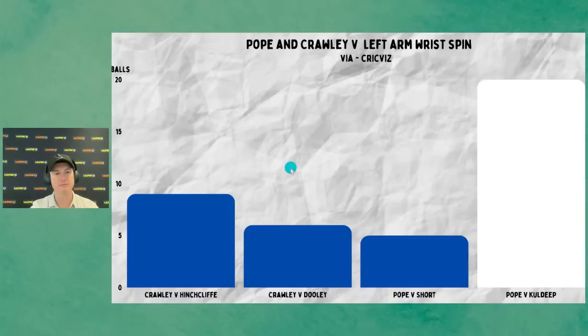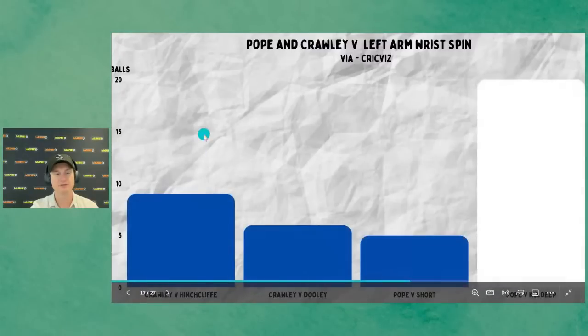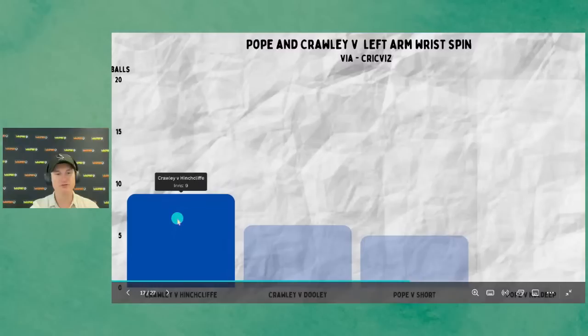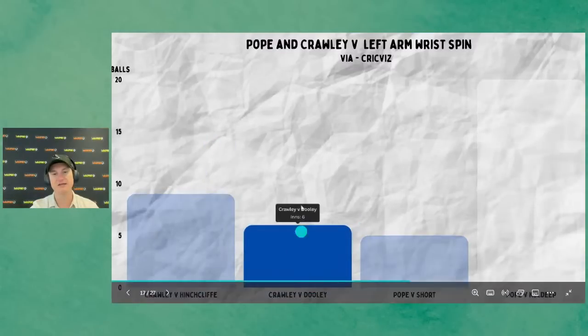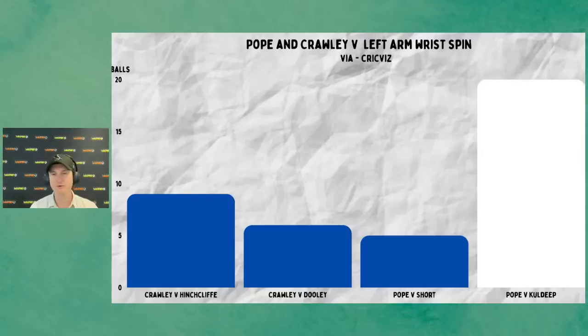That was a bit beyond me. But you can see here that Crawley faced, I think it says innings, that should be balls. Sorry, just realised I've got that wrong. But it was 9 balls from Hinchcliffe. And I don't even know if Hinchcliffe is still playing. He certainly was playing. He was in the Big Bash for a while.